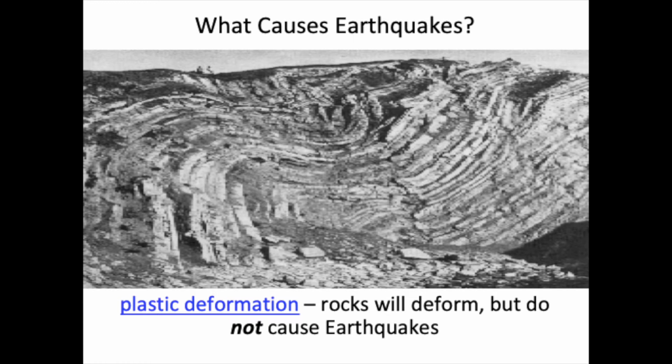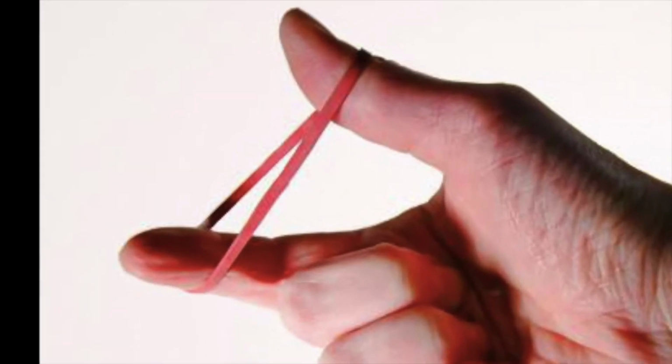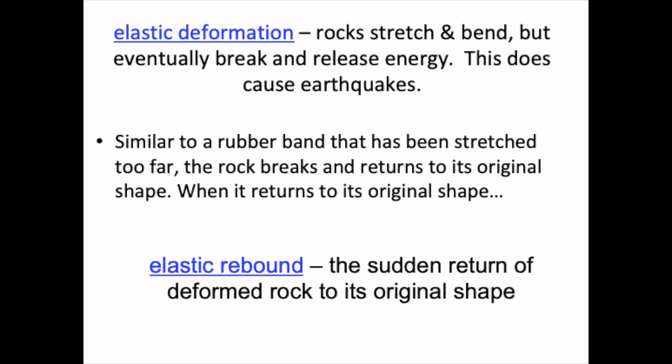Well, if you remember, plastic deformation is when rocks deform, but they do not cause earthquakes. This is when you have a folding but no break. Now, elastic deformation is when rocks stretch and bend and they eventually break and release the energy. This is what causes earthquakes. It's similar to a rubber band that has been stretched too far and then it snaps. Elastic rebound is the sudden return of deformed rock to its original shape, thus giving you an earthquake.